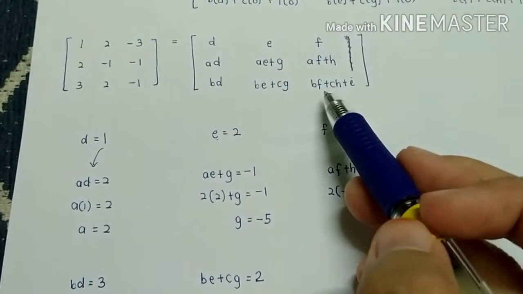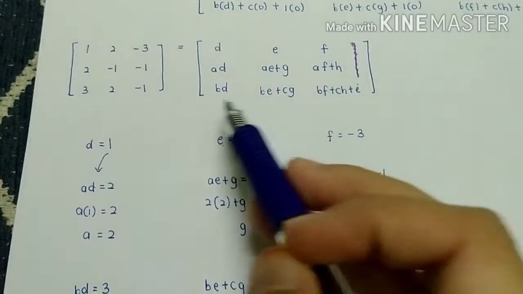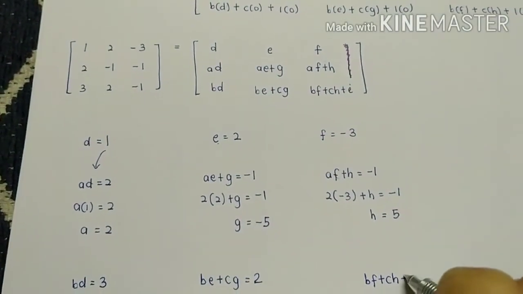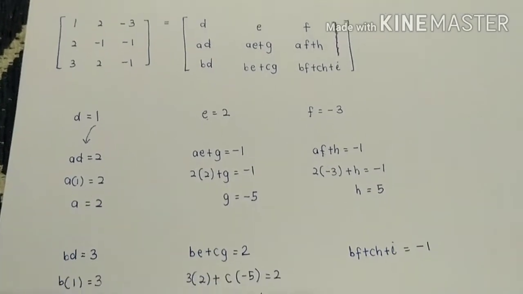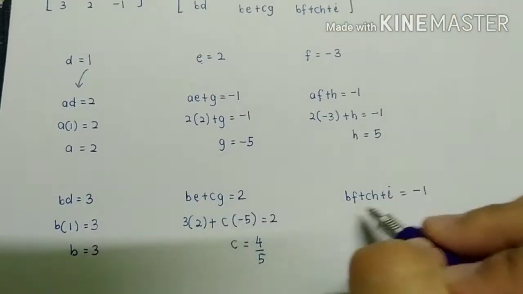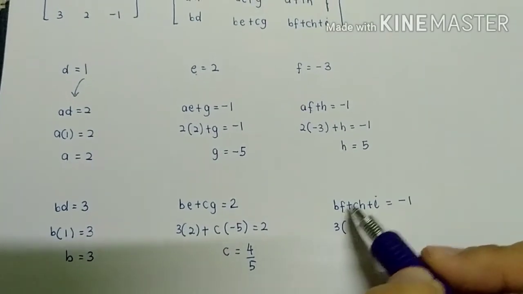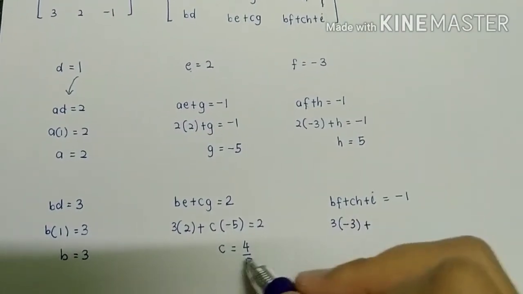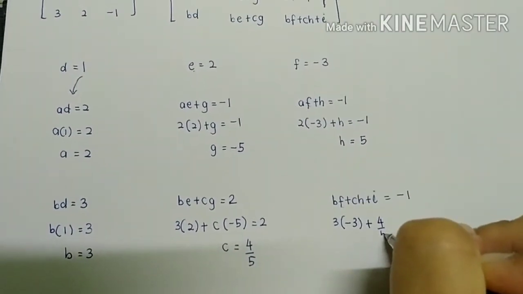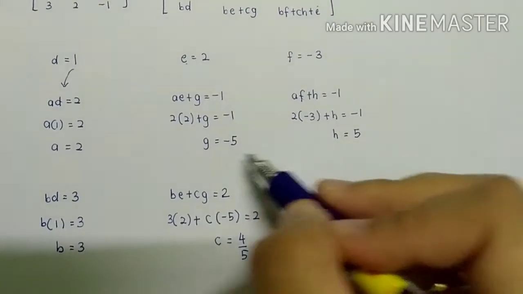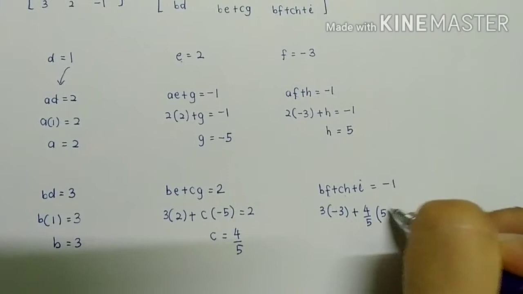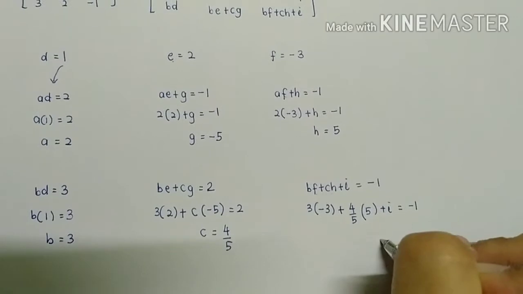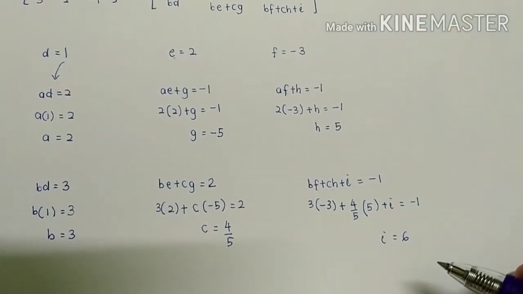And for the last column, we have BF plus CH plus I equals -1. Value of B is 3 times F, -3, plus C, 4/5, times H, 5, plus I equals -1. So I equals 6.